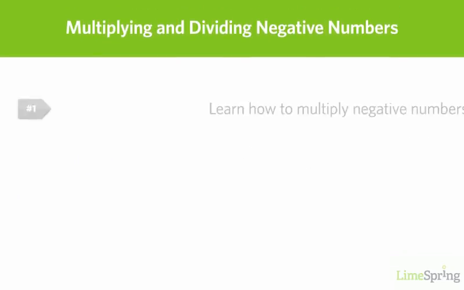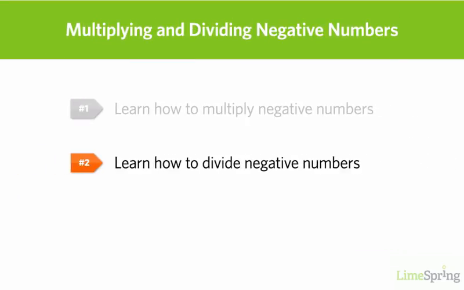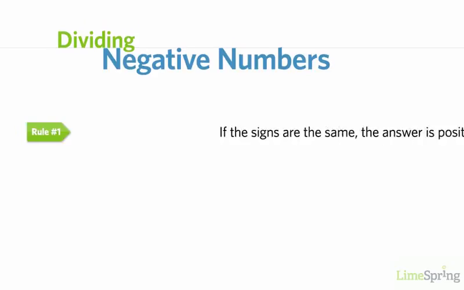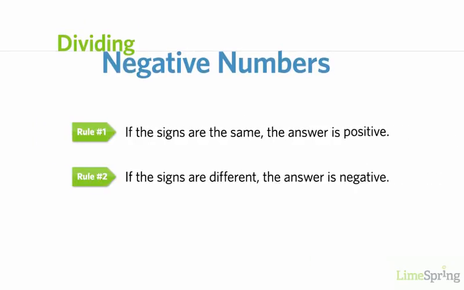Okay, so now let's do some problems in which we are dividing negative numbers. The rules for division are exactly the same as the rules for multiplication. If the signs are the same, the answer is positive. If the signs are different, the answer is negative.